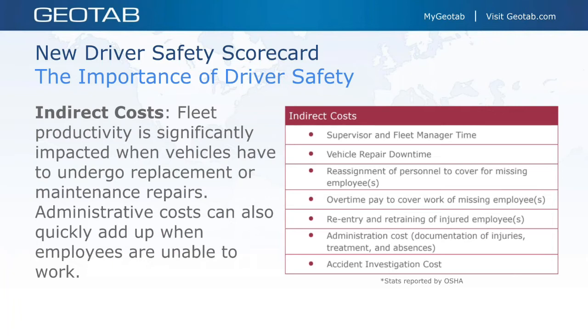In instances like this, where you have an accident, some indirect costs include supervisor and fleet manager time, vehicle repair downtime, reassignment of personnel to cover for missing employees, overtime pay to cover work of missing employees, re-entry and retraining of injured employees, administration cost, and accident investigation cost. And these can quickly add up when employees are unable to work.